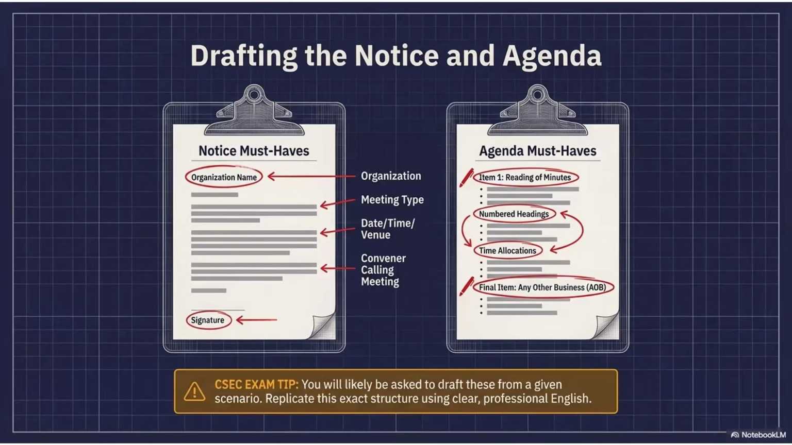Look at the difference between the notice and the agenda, and the different things they should have. The notice should have the organizational name at the top and the signature of the person, separate, at the bottom. The body will have the type of meeting, the date and then the venue, and who is calling the meeting.